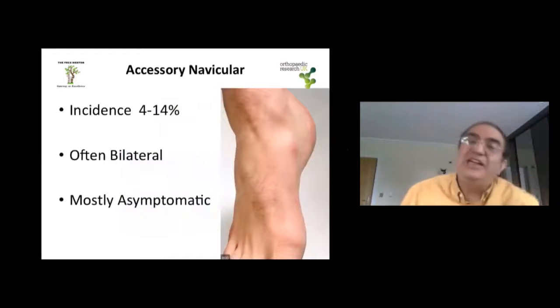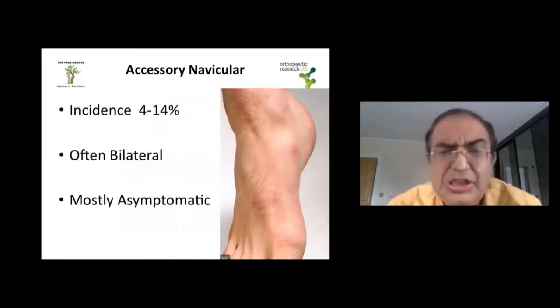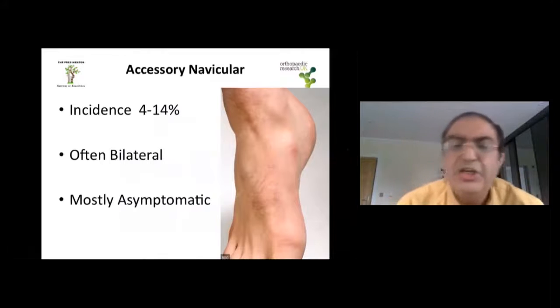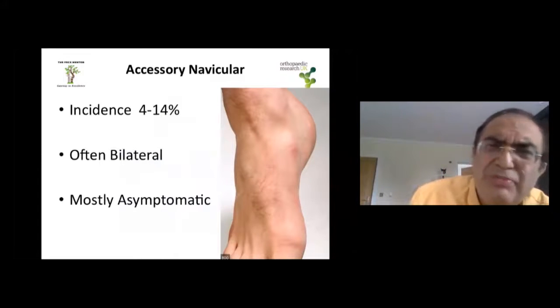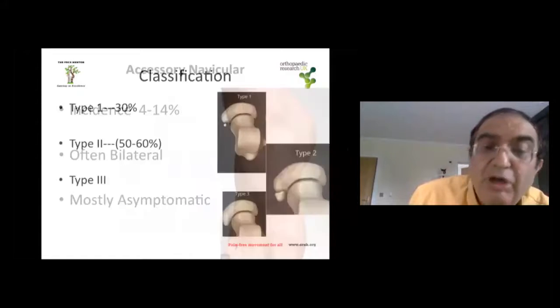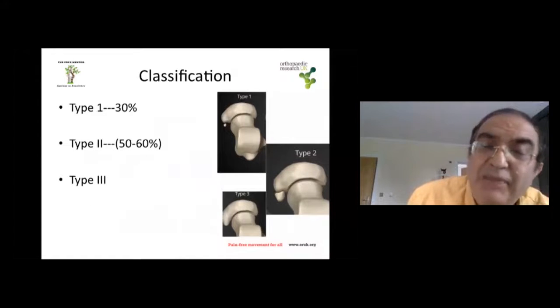So next we go to accessory navicular. The incidence of that is 4 to 14%, and it is generally bilateral. Most of the time it's asymptomatic, just seen as a bulge on the medial side of the foot. Now obviously there are three important types. Type one is a small ossicle in the substance of the tibialis posterior. It's got no connection with the navicular.